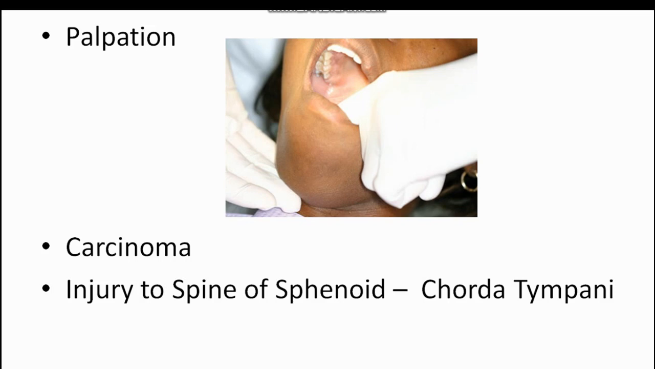Injury to the spine of the sphenoid damages the chorda tympani, which is a branch of the facial nerve, and leads to hampering of the secretomotor function of the submandibular gland.